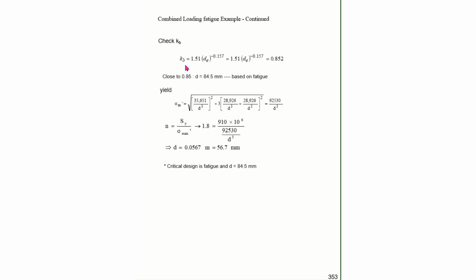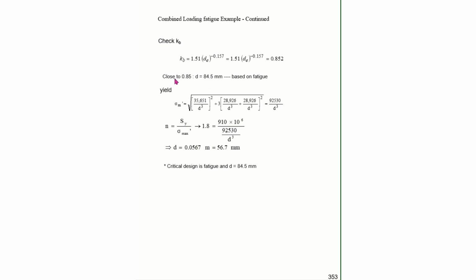So in summary, I have all of these values here. I can now take them, substitute them into my Goodman equation, and solve for the D. And solving for D, I get D is equal to 84.5 millimeters. Now I need to check to make sure that the KB I assumed was a reasonable KB. So based on this diameter, I can now compute a D effective, which is 31.3 millimeters. I can stick that into the KB expression and I compute 0.852.